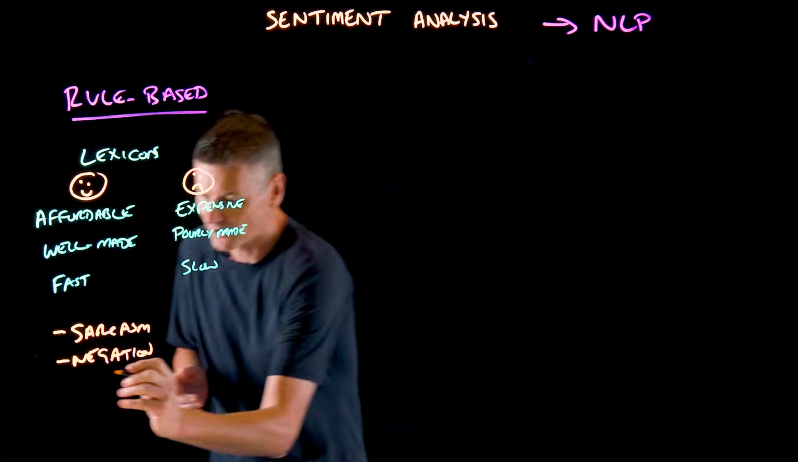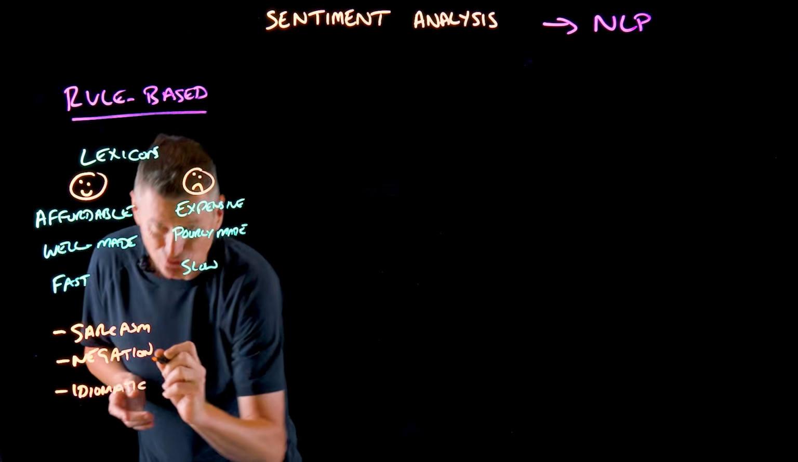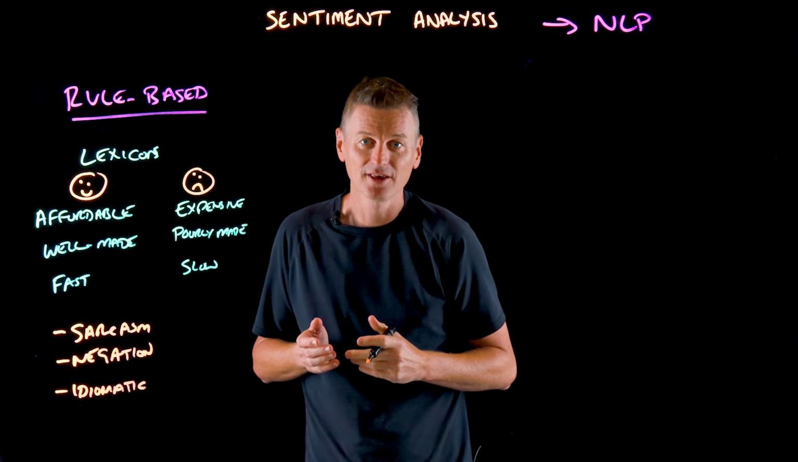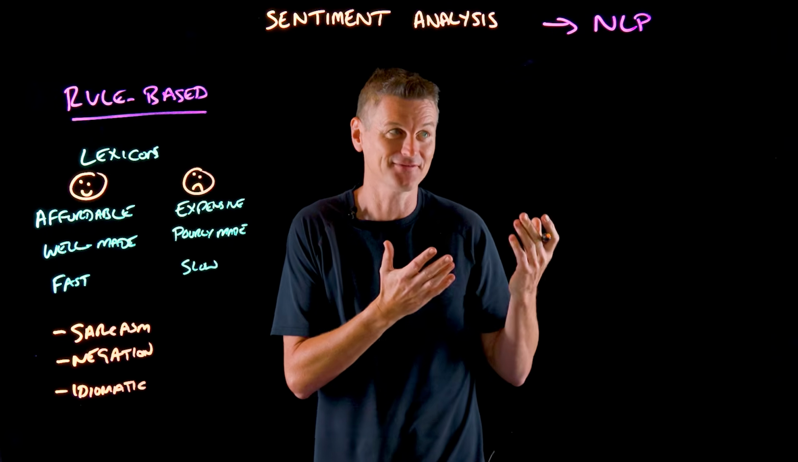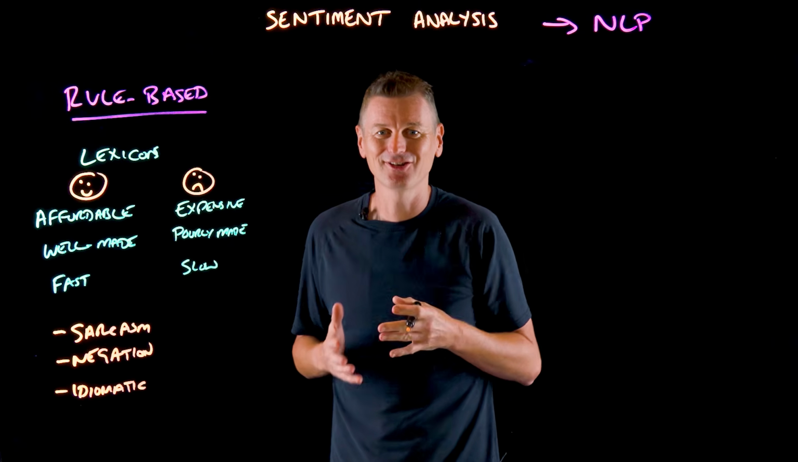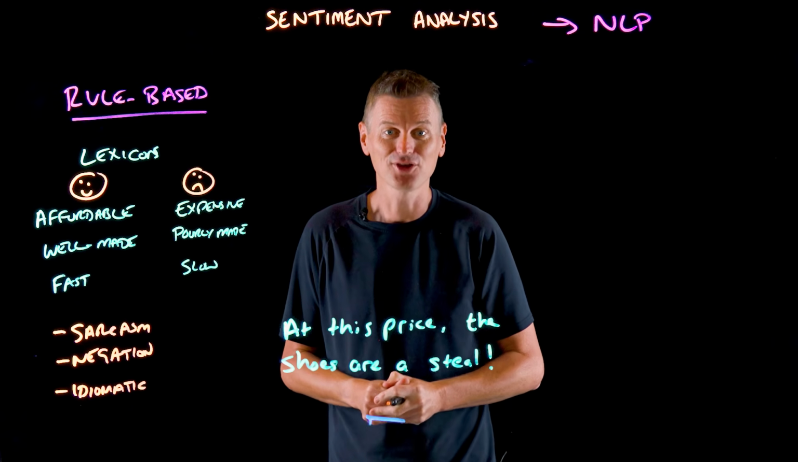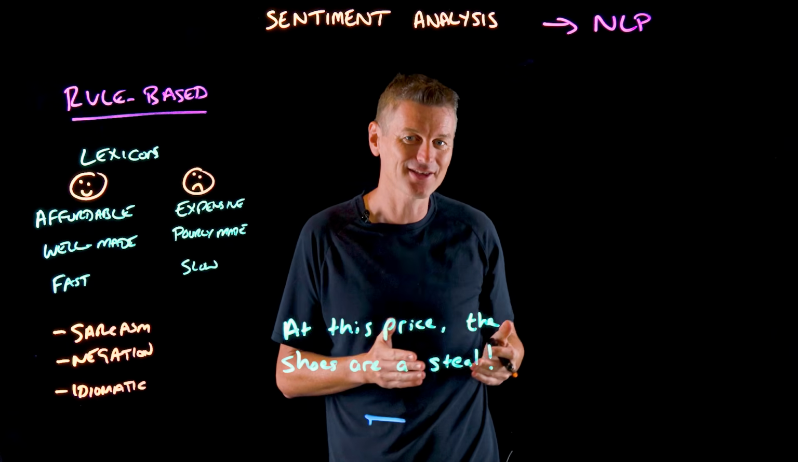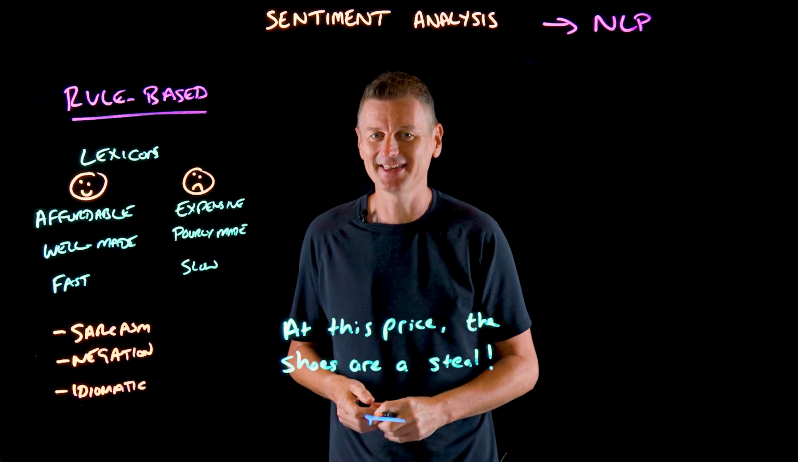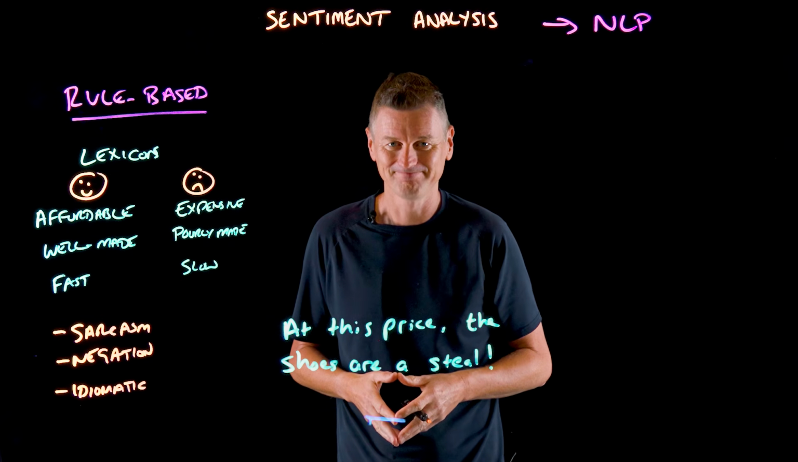And then there's also idiomatic language, which can trip things up as well. So if we think about phrases like break a leg or it's a piece of cake, they don't literally mean what the words suggest. So if somebody writes, "At this price, the shoes are a steal," a rule-based system might incorrectly assume theft-based negativity instead of understanding that it means the shoes were a great bargain.